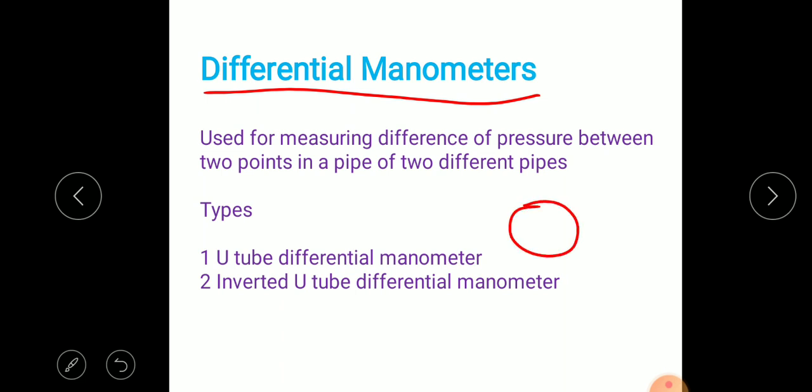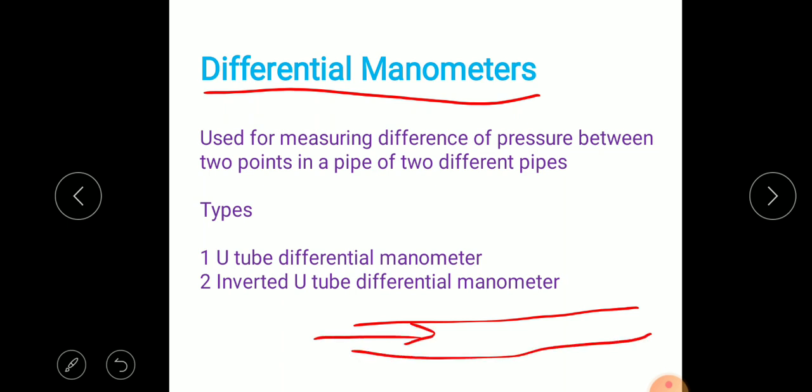Suppose in a pipe a fluid is flowing, that may be water or any fluid, and we have to measure the pressure difference. Suppose one point is here and another point is here. So you have to measure the difference of pressure between these 2 points. At that time, differential manometers are used.